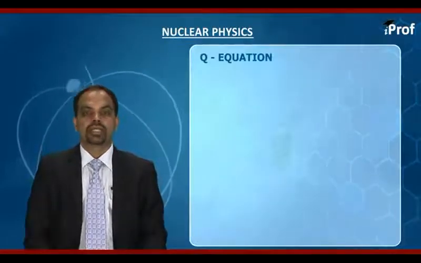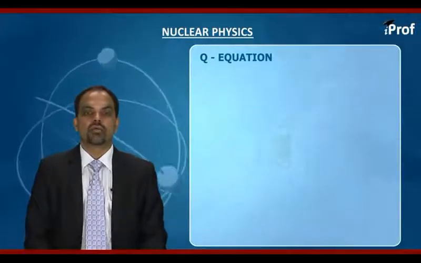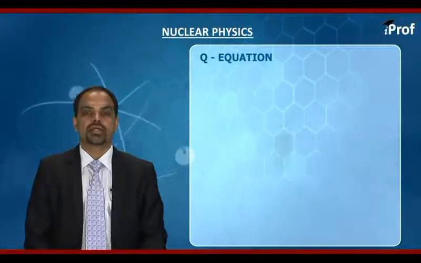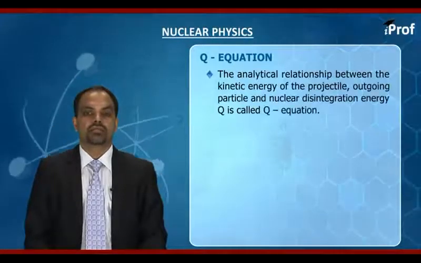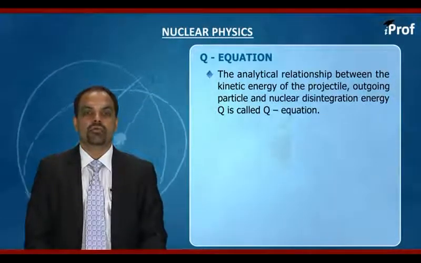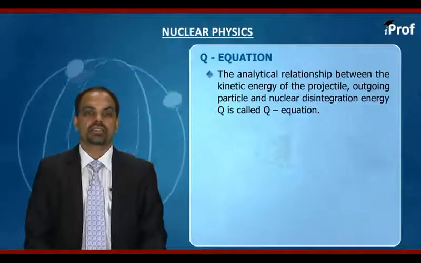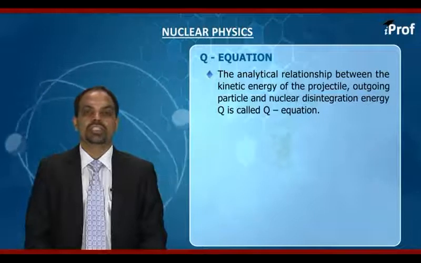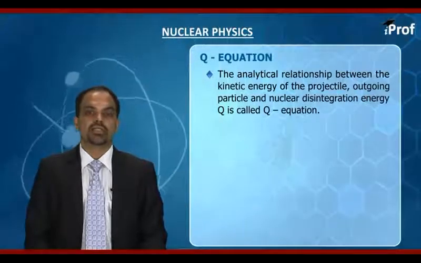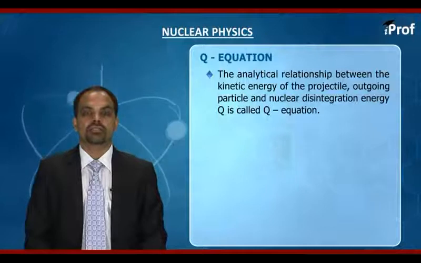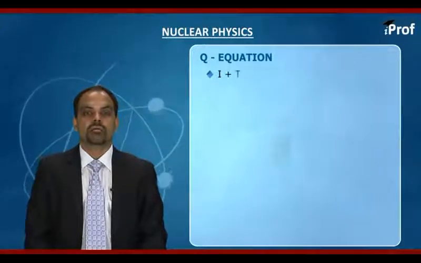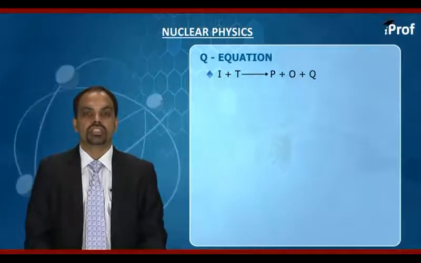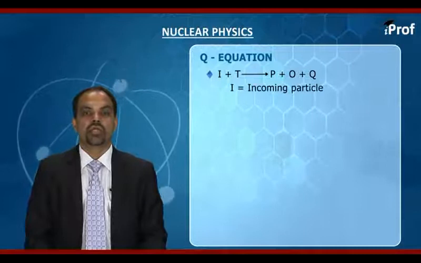Well, students, having understood the definition of Q value of a nuclear reaction and how it is defined, there is another equation which we refer to simply as the Q equation, and it is of interest and we'll go into slightly more detail. Let's understand this Q equation. The Q equation is nothing but the analytical relation between the kinetic energy of the outgoing particle, the product particle, with the Q value of a nuclear reaction.